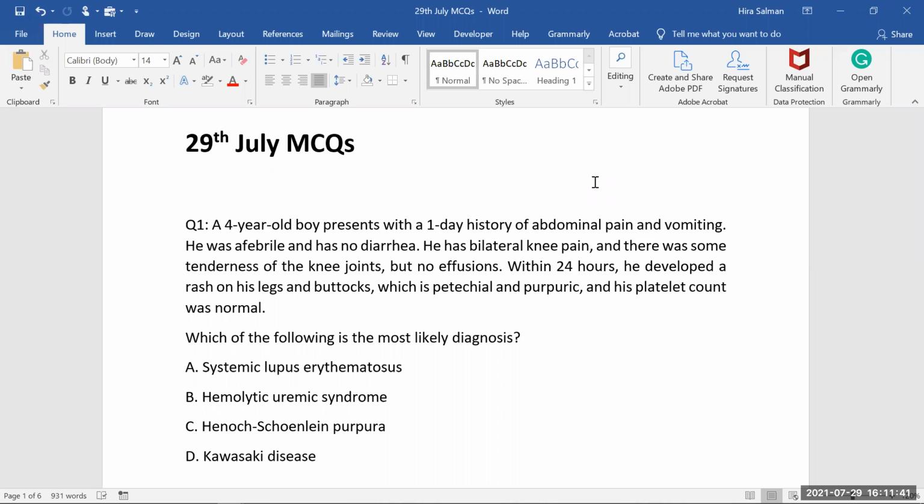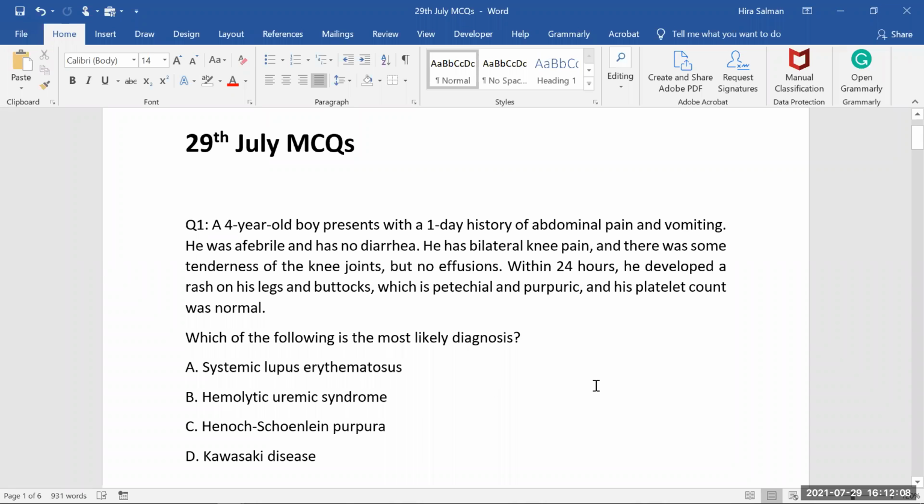But later on, within 24 hours, the presentation has changed. Now he's developing a rash on his legs and buttocks. That's a purpura, with petechial and purpuric ecchymosis. Beneath the skin, superficial bleeding is there. And his platelet count was normal. So that will again give you a clue that if the platelet counts are normal, it means the baby is not having any ITP or TTP or any kind of bleeding disorder. Then what would be the choice?